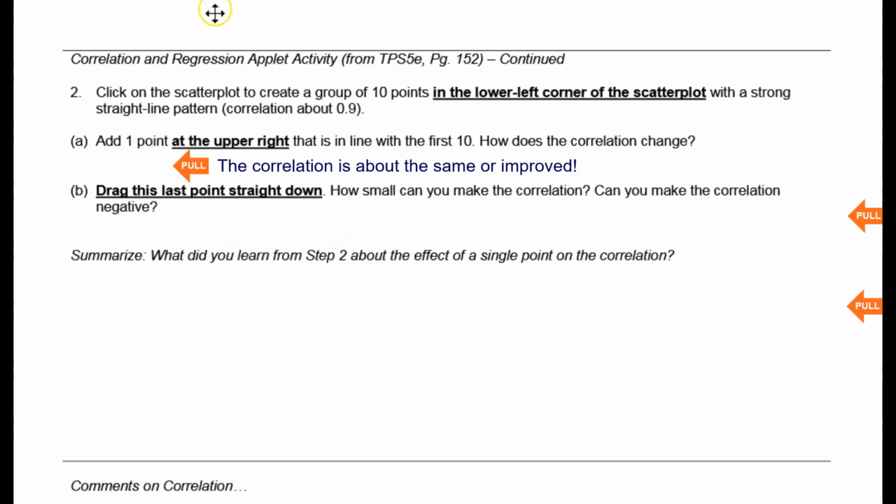Okay, part B of step 2 of this activity: drag the last point straight down. How small can you make the correlation? Can you make the correlation negative? Please try that now.